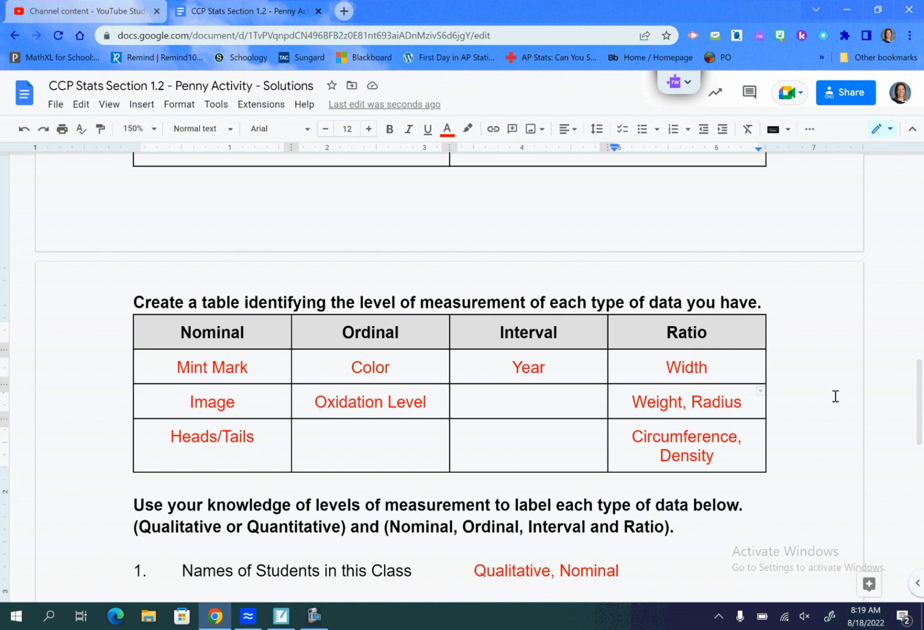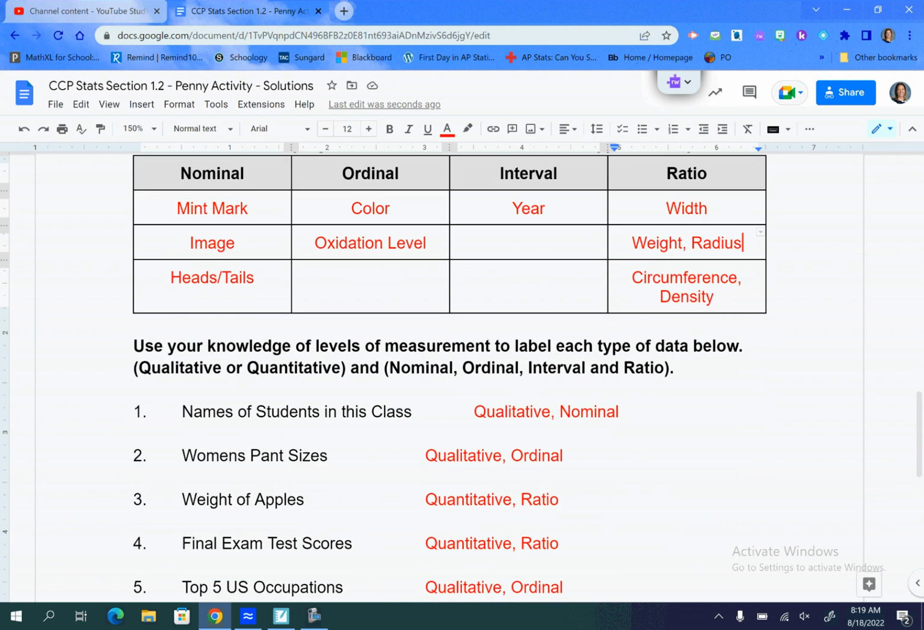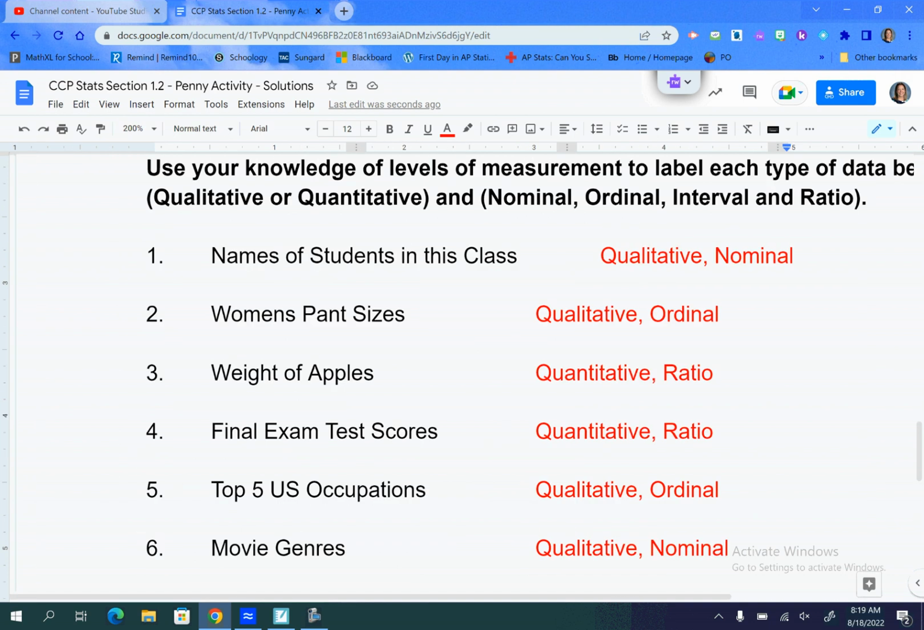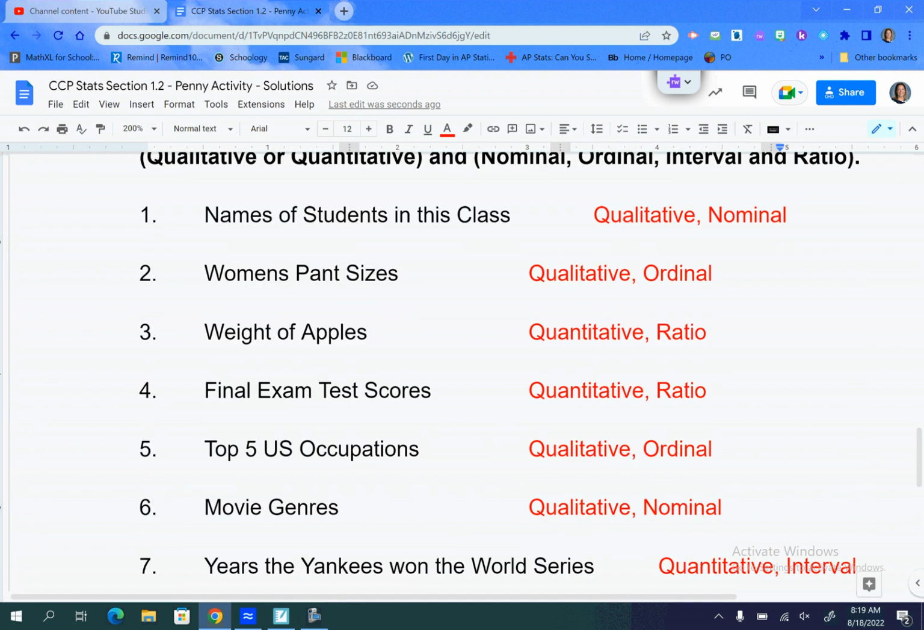All right, so for the questions at the bottom then, let's see how you did. I don't know if I can make this any bigger or not. Let's see if I make it 200, yeah, that's good. Okay, let's see how you did. So you were supposed to say A, qualitative or quantitative, which kind of breaks into two pieces, and then B, which level of measurement. We take it one step further and break it apart. So names of students are qualitative and nominal. No meaningful way to order those.